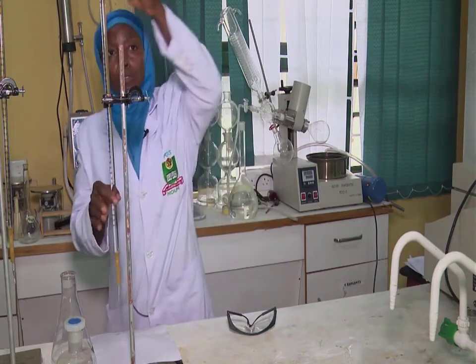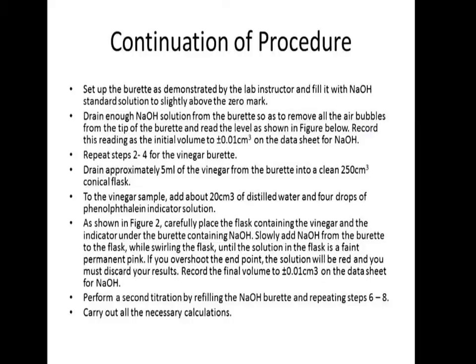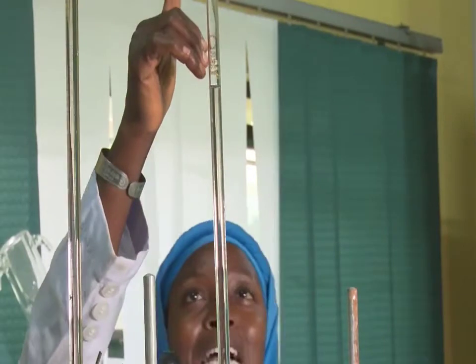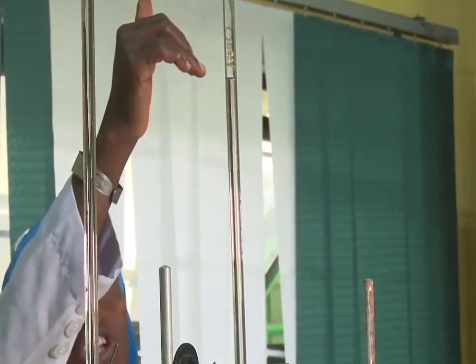This has been done to make this experiment faster. Then, you drain enough sodium hydroxide solution from the burette so as to remove all air bubbles from the tip of the burette and read the level as shown in the figure below. This is the figure you're seeing here. You have to ensure that the solution is at the 0 mark. That is what they're trying to say.